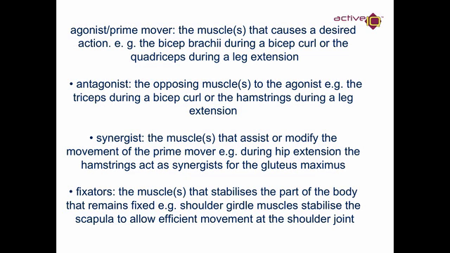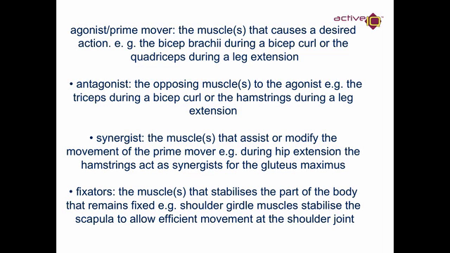We then have a synergist muscle. Synergist means to work in synergy or to work together. And synergist muscles are muscles that assist or modify the movement of the prime mover. So, for example, during hip extension, the hamstrings act as a synergist for the gluteus maximus. So, if we're going to extend the hips forwards, a bit like a hip thrust type movement, if you don't quite understand what hip extension is, extending or pushing the hips forward, the majority of that work is going to be done by the glutes. Those are the big muscles at the back where your backside is. They're going to be the prime mover. But the synergist, the muscles that help to push those hips forward, are the hamstrings. That's what synergists are.